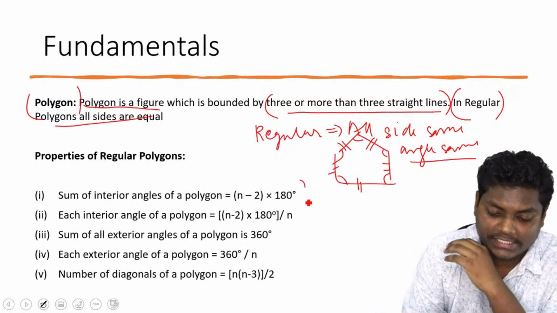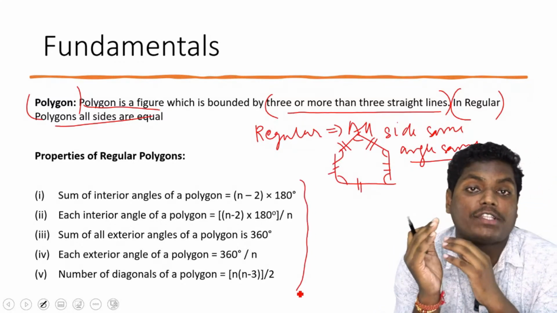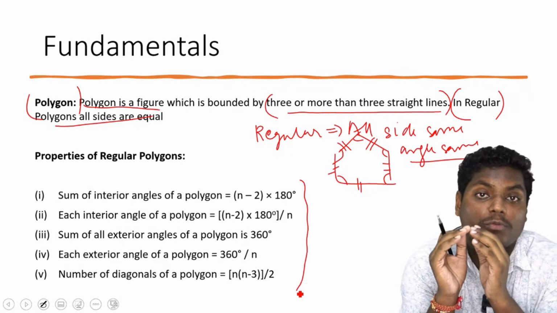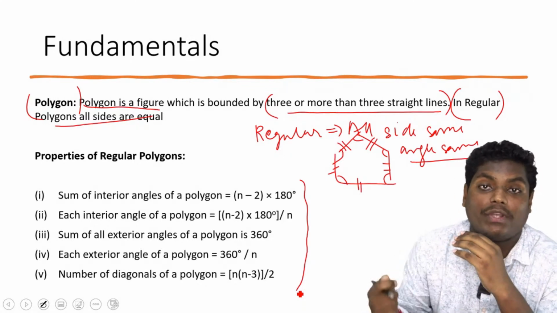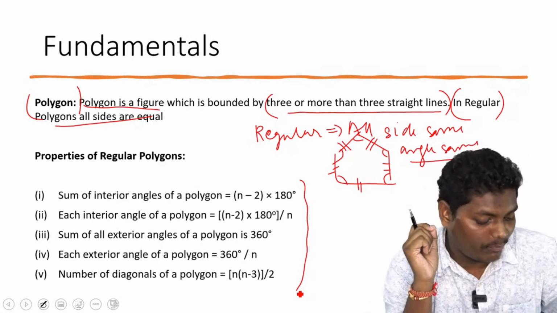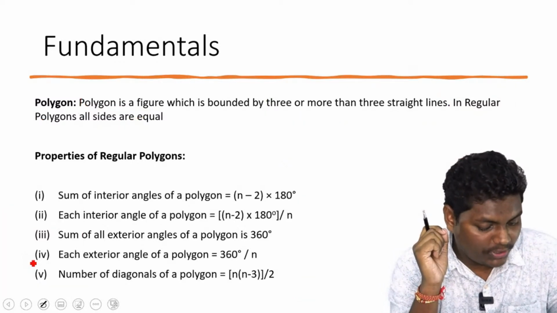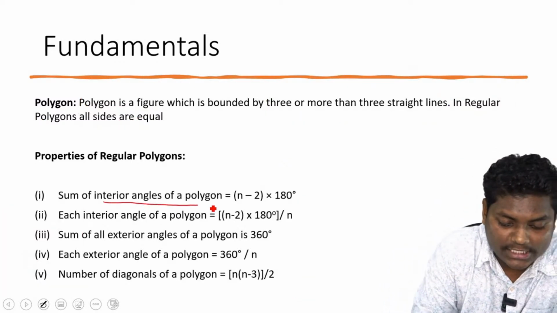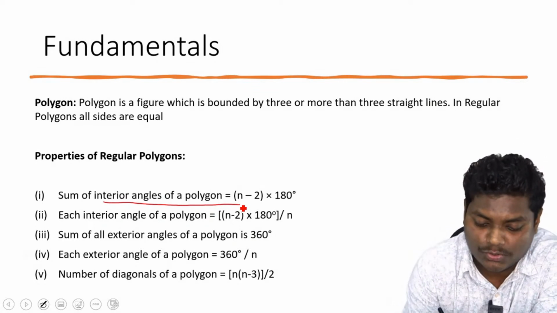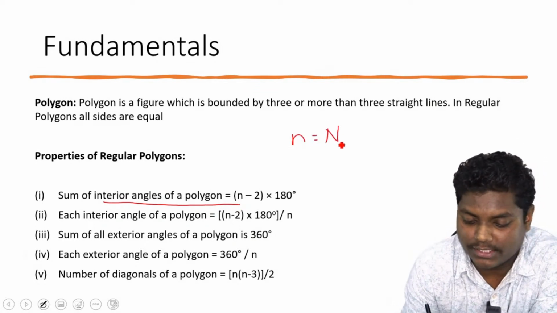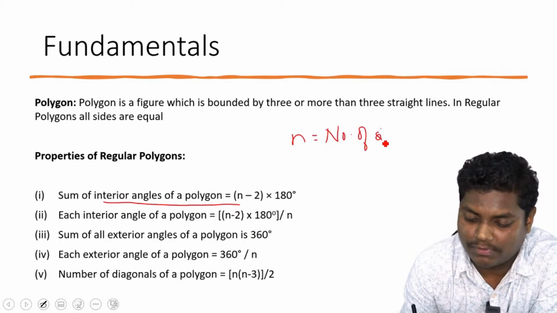Now coming to some of the properties of polygon. We'll be using these formulas very often when solving these questions. So you need to know these formulas so that you can solve these questions quickly without any confusion in your mind. Let's go through the formulas. The sum of interior angles of a polygon is (n minus 2) into 180 degrees, where n is the number of sides of the polygon.